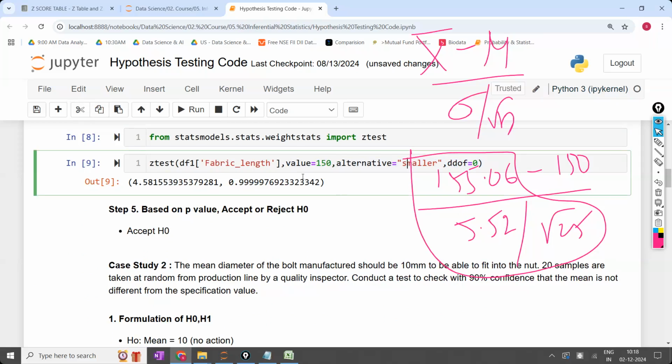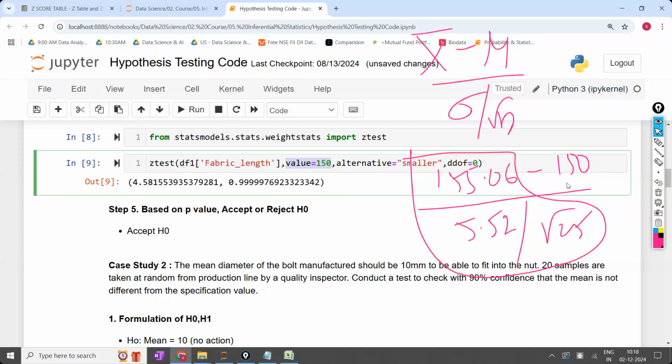So what are the arguments you have to provide? One, data. Why do you have to provide the data? So that it will calculate the X bar value, sigma value and so on. You have to provide 150. Why? Because it has to substitute the number here. Maybe you are cross checking for 160 centimeters, how would Python know? Or you are checking for 200 centimeters, how would Python know that?